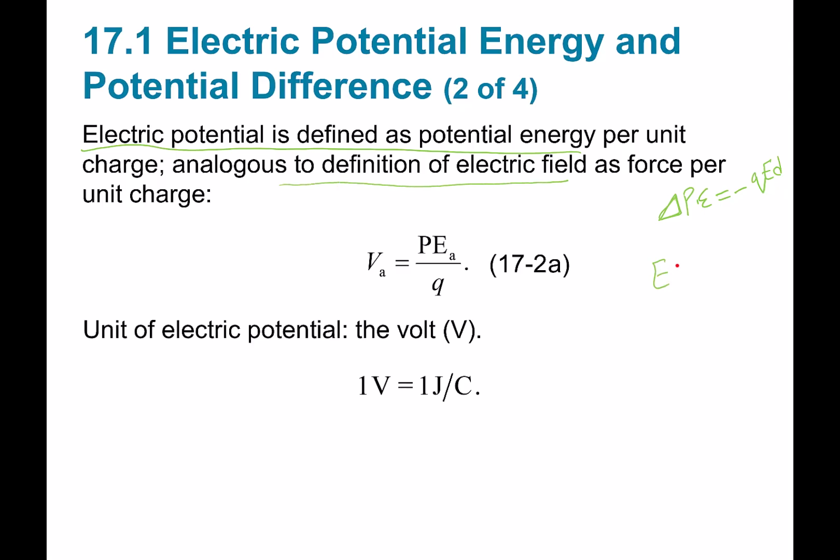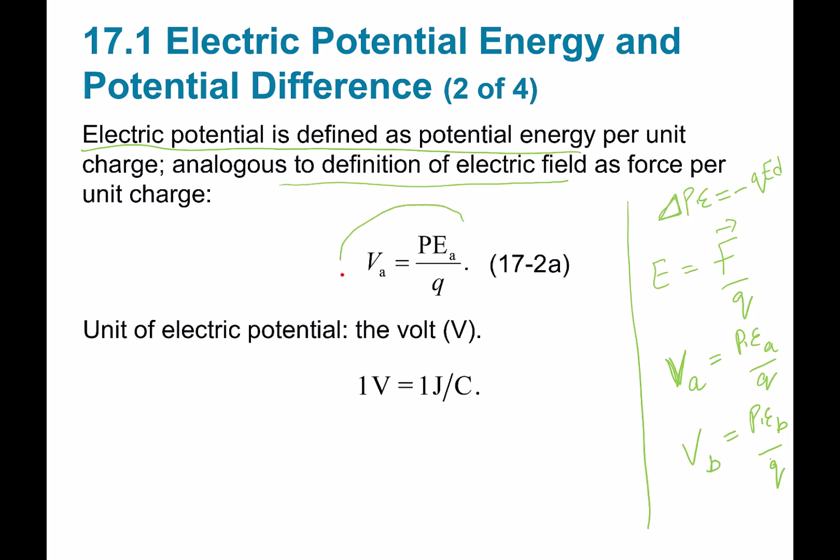Just like we had electric field as force per unit charge, electrical potential at any point is not the difference. For example, VA will be the electrical potential energy at A over Q, and electrical potential at B will be the electrical potential energy at B divided by the charge. So there's a difference between change in potential energy versus electrical potential. By definition, electrical potential is the potential energy per unit charge at that point.